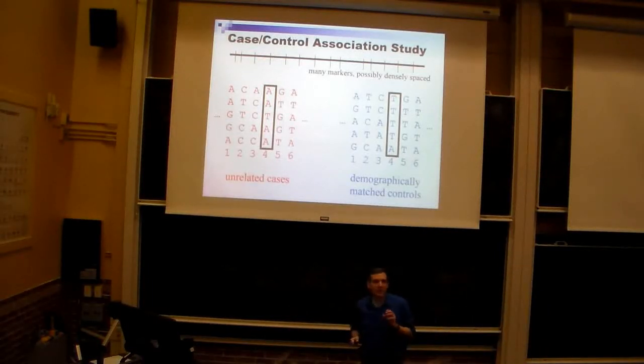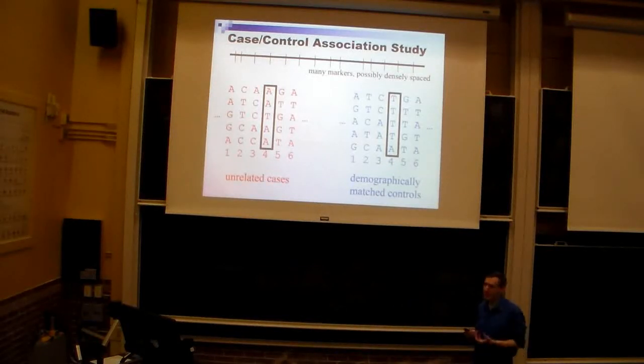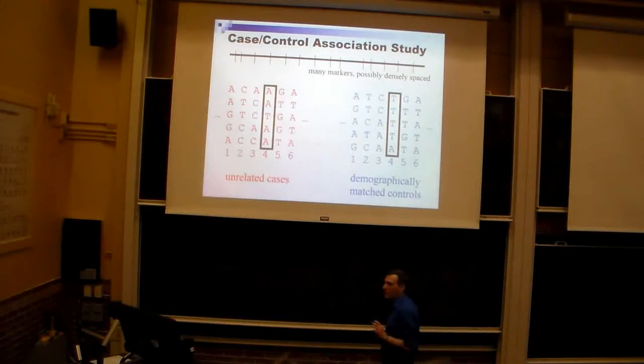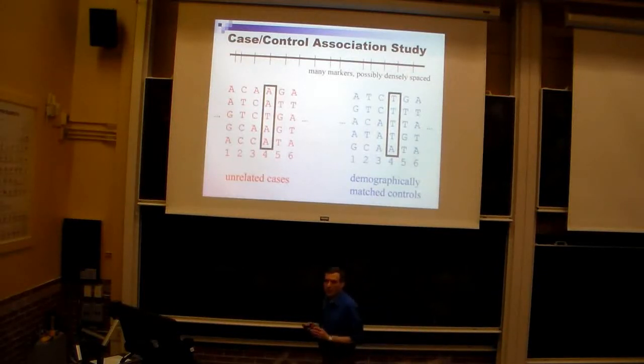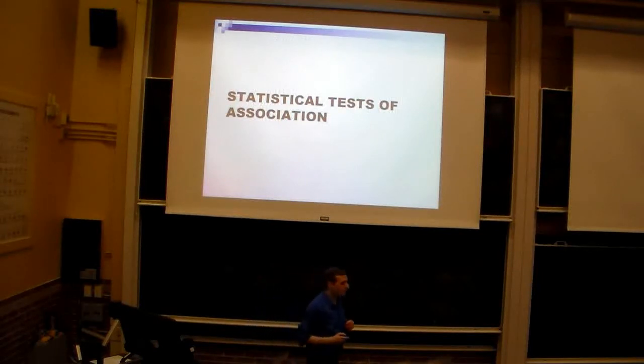Because of the way this design works, we are likely, or at least have a chance, of finding a variant that is much closer to the actual disease-causing variant, maybe actually is the disease-causing variant, than you're likely to get with a linkage study design. But we would generally assume that this is statistically associated, and it may or may not be the actual disease-causing variant.